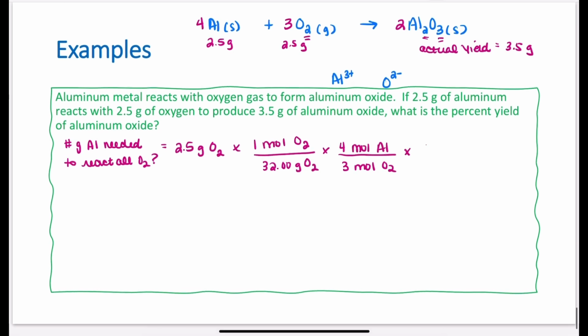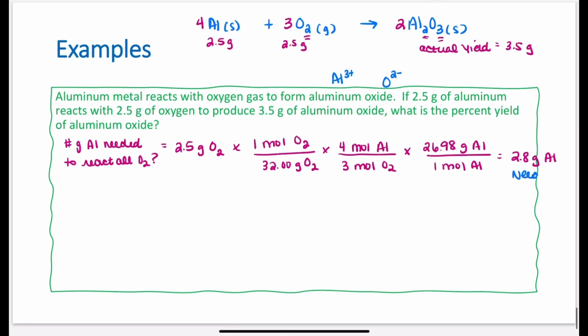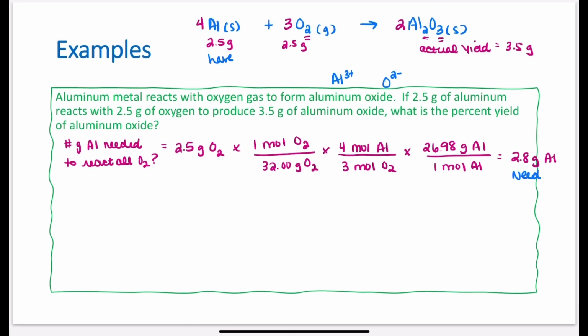Now I've got moles of aluminum. I can go to grams of aluminum. I look at the periodic table and I see 26.98 grams of aluminum for every 1 mole of aluminum. And this gives me 2.8 grams of aluminum. This is what I would need. This is what I have. I don't have enough. So because I do not have enough aluminum, my aluminum is my limiting reactant and my oxygen is my excess reactant.